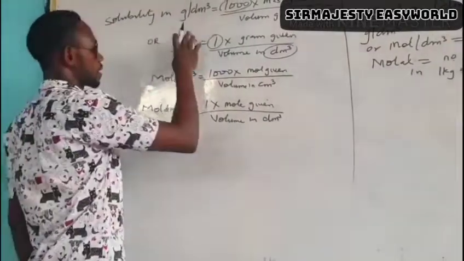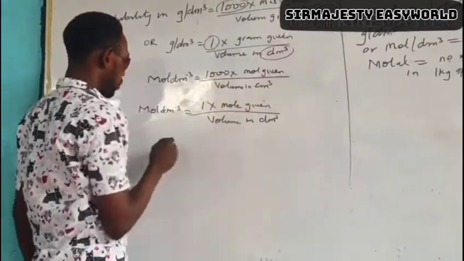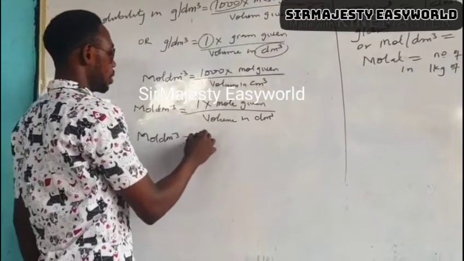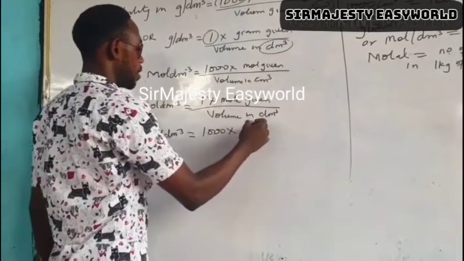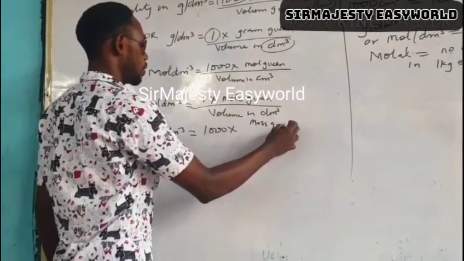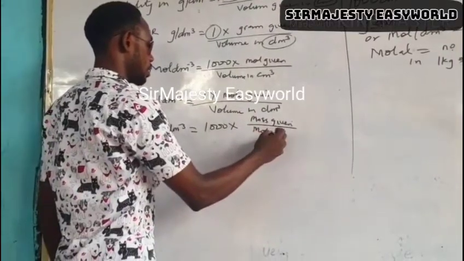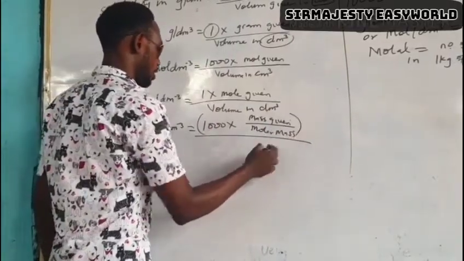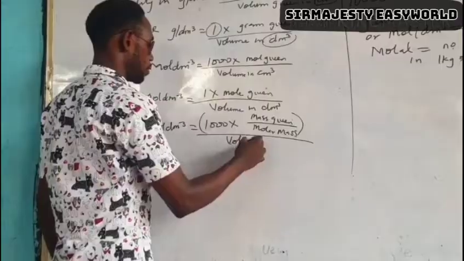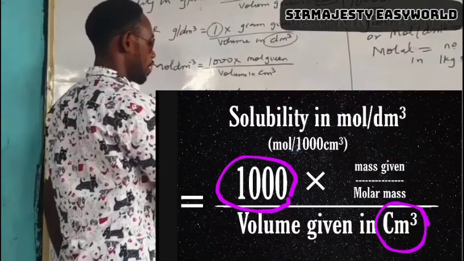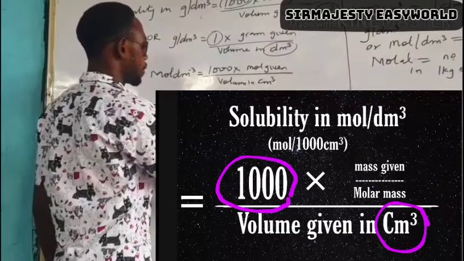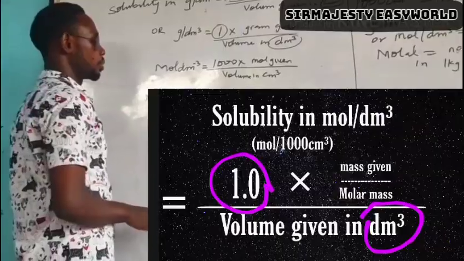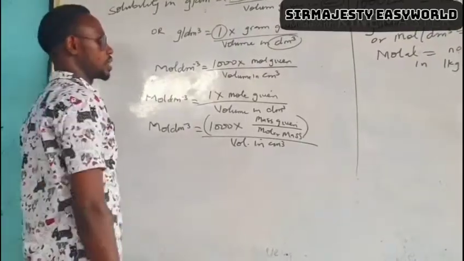Then, if you are given mass to find mole per dm3, you can also say that mole per dm3 is equal to 1000 times mass given all over molar mass, divided by the volume in cm3. Remember, if you use cm3, you use 1000. If you use dm3, you use 1 only. So with these cheats, you'll be able to get any solubility question without wasting time.